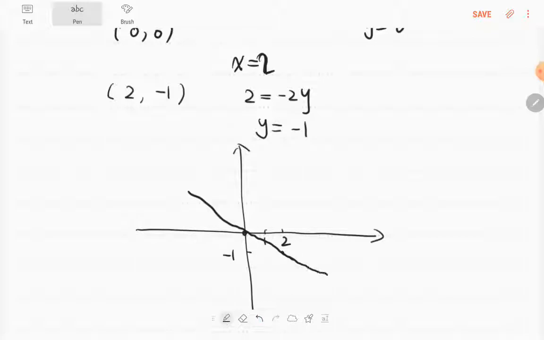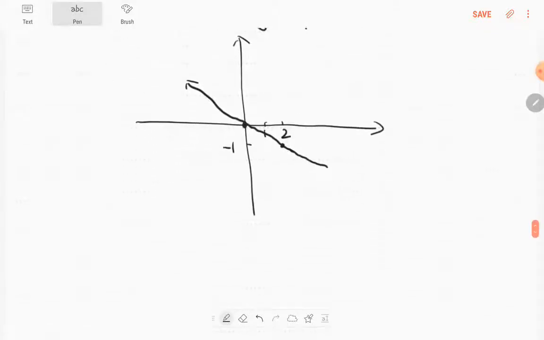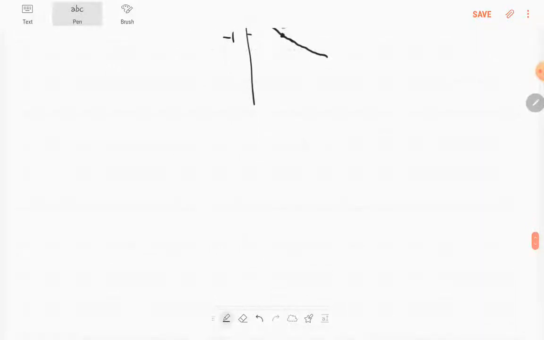So the curve looks like this. We just connect these two points to find it. And this point is just a random point on the line. It's not the intercept, right? This is not the intercept. We only have one point for the intercept. Both the x-intercept and the y-intercept are the same point, (0, 0). So that's the second objective.